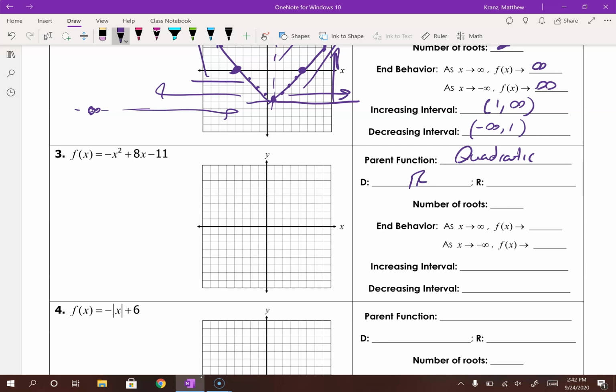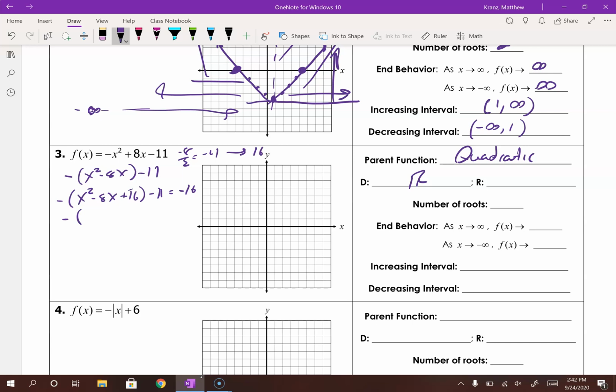If we put it in vertex form, I can factor out my negative sign here, making this x squared minus 8x, and the negative 11's over here. I can take my middle term of negative 8 and divide it by 2 because we're completing the square. And when I square that, I get positive 16. So negative x squared minus 8x plus 16 minus 11. And then on this side, since it's positive 16, this negative sign would be affecting it if it was outside the parentheses. So I'm going to have a negative 16 over here.